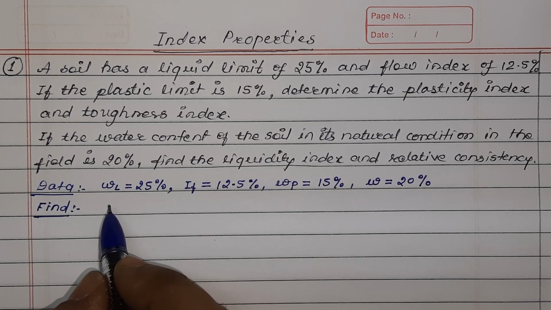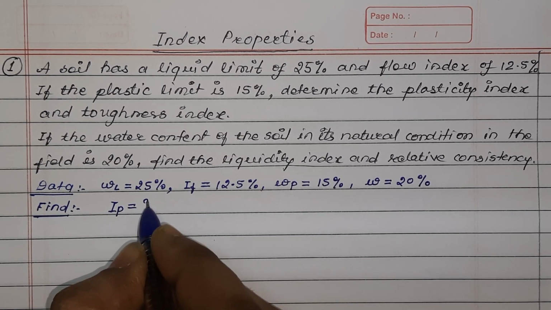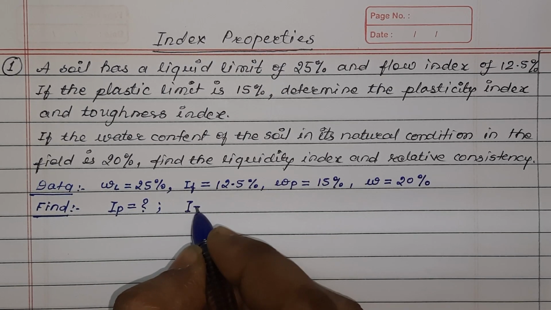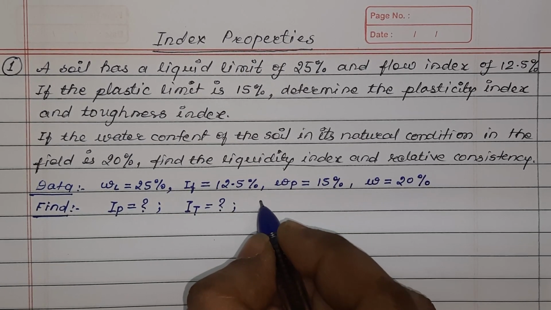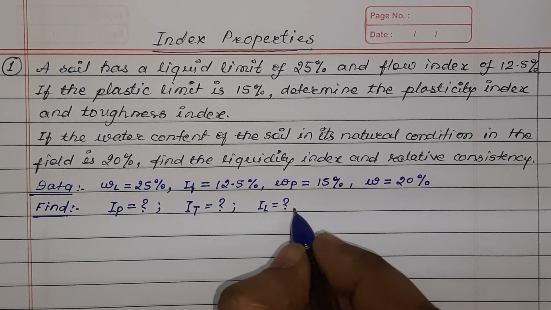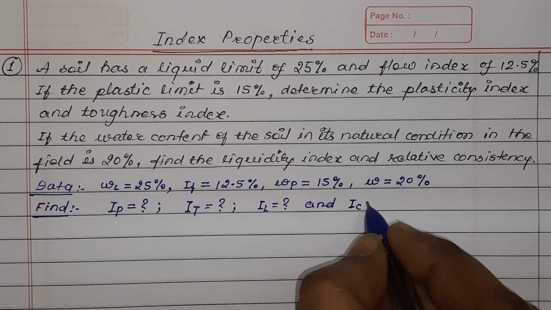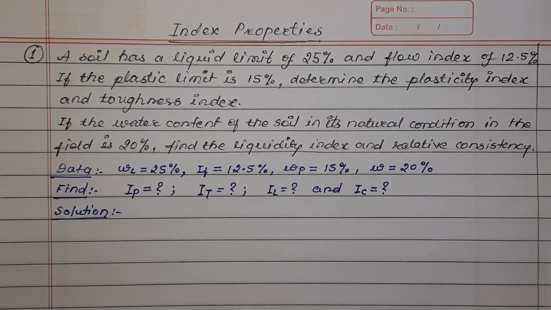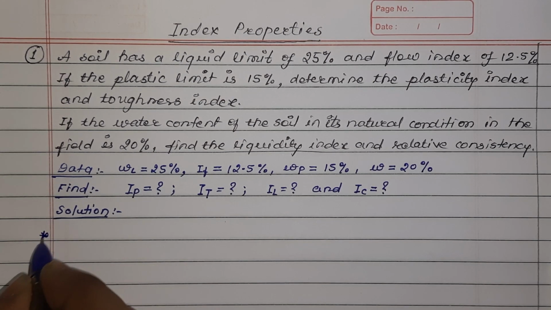What we want to find out? We want to find out plasticity index IP, thereafter toughness index IT, liquidity index IL, and relative consistency, that is consistency index IC. Let us start with the solution. The first thing which we want to find out is plasticity index.